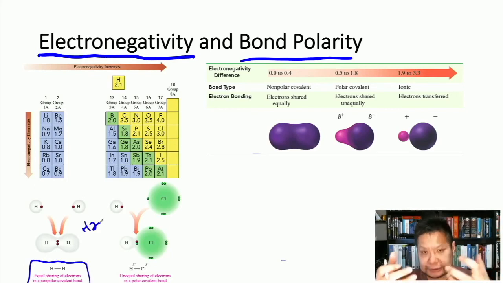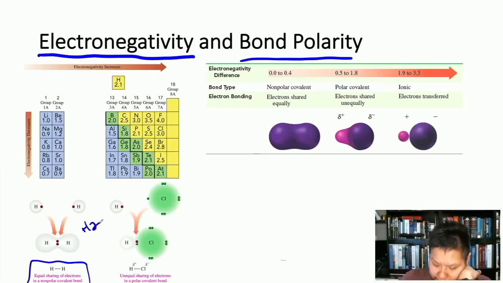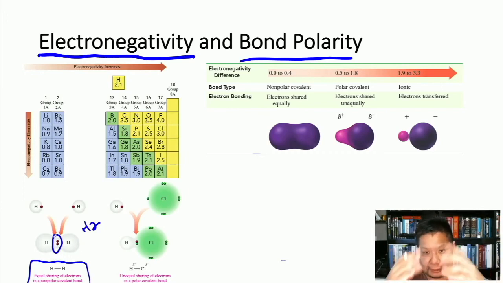Hydrogen gas, or H2, has an equal sharing of electrons because they're the same atom, right? And they're both sharing the electrons right here, right, and nowhere else. So it's nonpolar because there's not a concentration of charge in any direction, and they're being shared between both hydrogen atoms equally.